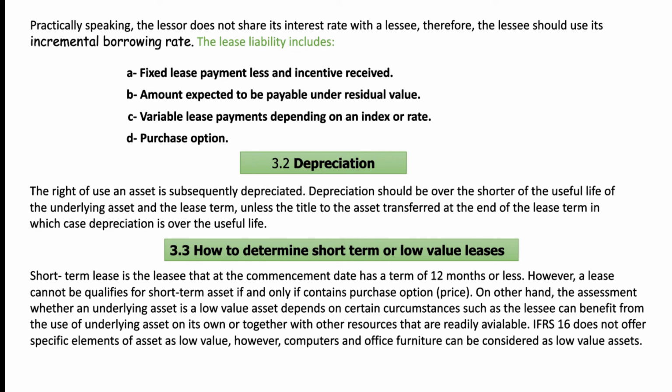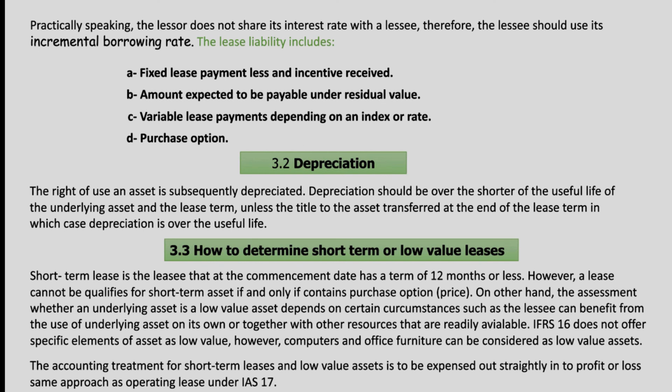On the other hand, the assessment of whether an underlying asset is a low-value asset depends on certain circumstances, such as whether the lessee can benefit from the use of the underlying asset on its own or together with other resources that are readily available. IFRS does not specify the elements of assets that count as low value. However, computers and office furniture can be considered as low-value assets.